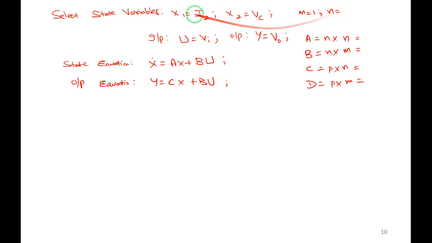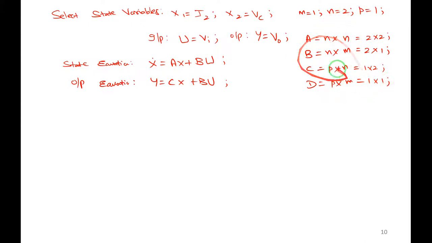N is the number of states. Two states are there, two state variables, x1 and x2. Then P, the number of outputs: only one, V naught. So n cross n means A is a 2 cross 2 matrix. B is n cross m, 2 cross 1. C is p cross n, 1 cross 2. D is p cross m, 1 cross 1. If I write this much, I will get an idea, right?